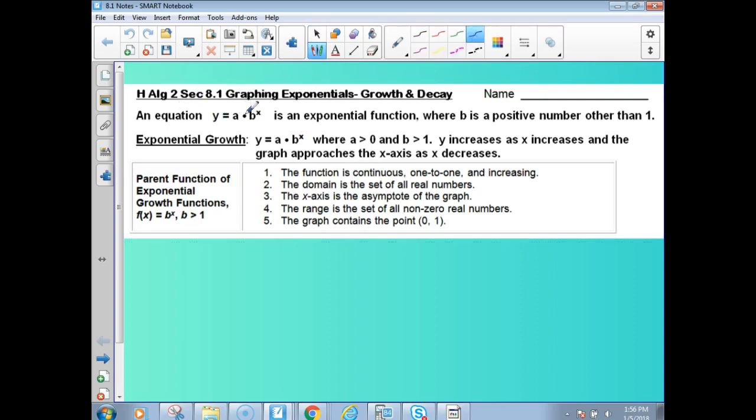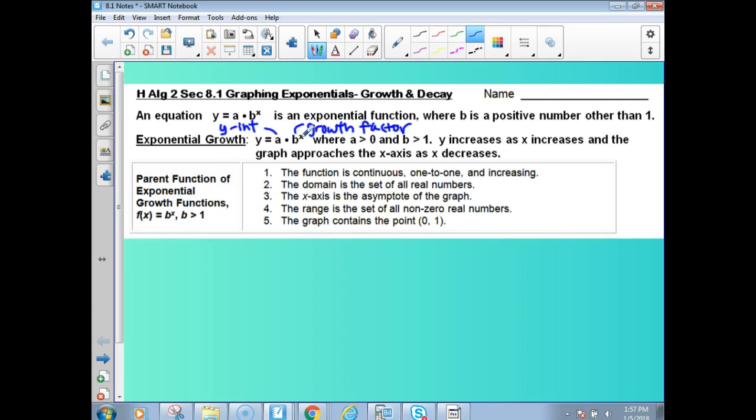An equation y equals a times b to the x is an exponential function where b is a positive number other than 1. The b value is your growth factor. And then we'll talk about what a is in a minute. Well, I guess I could say it actually gives you the y-intercept. It's like the starting spot. Now, if a is positive and b is greater than 1, then we're going to have exponential growth.